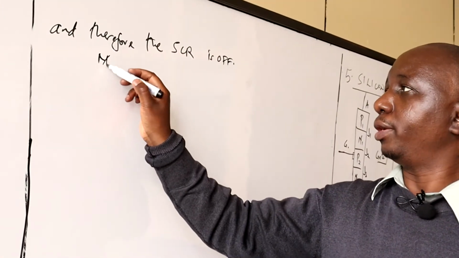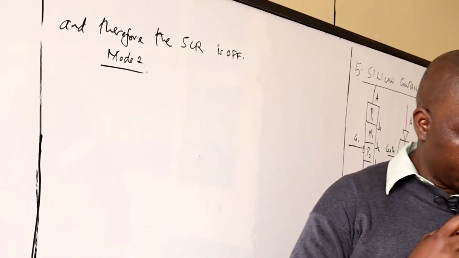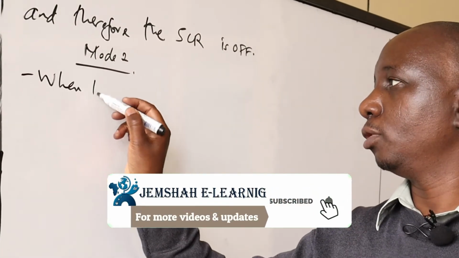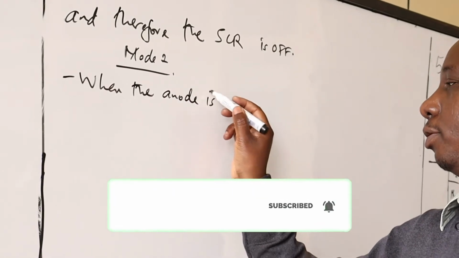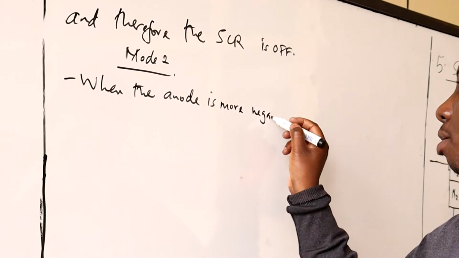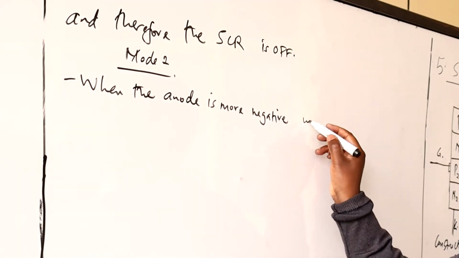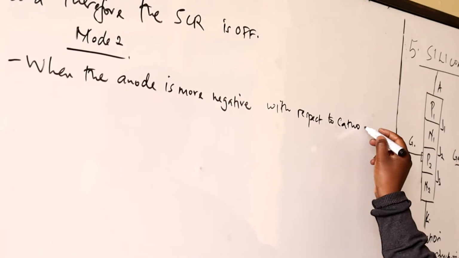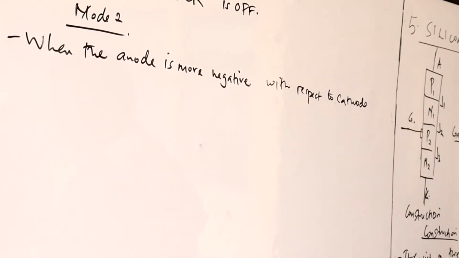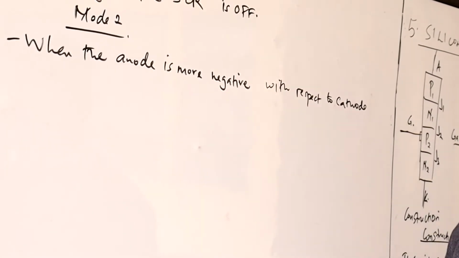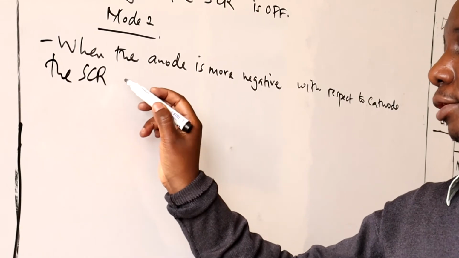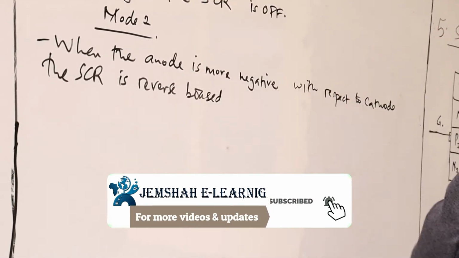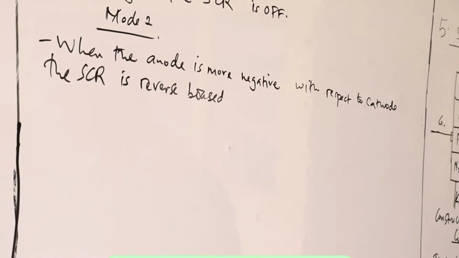Then you have mode 2 of the operation. So mode 2, we're talking about when the anode is more negative with respect to the cathode, the SCR is reverse biased.